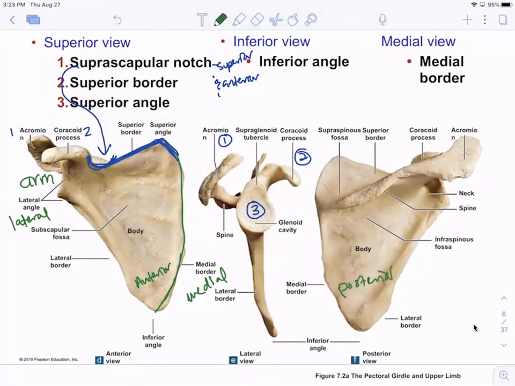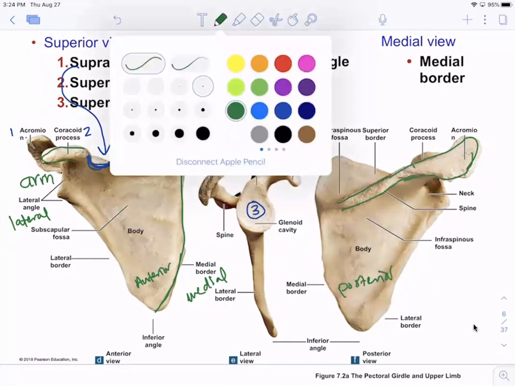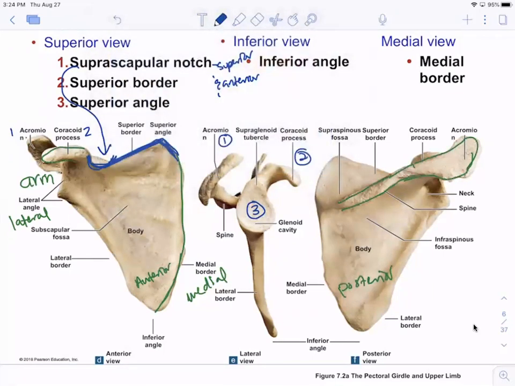How do you know that? Scapular spine is posterior. Acromion is posterior. Coracoid process is anterior. So orientate yourself. But again, my list goes acromion, coracoid process, glenoid cavity, and then suprascapular notch. Then superior border, superior angle, medial border, and we get down to inferior angle. Lateral border here. And you do have this lateral angle.